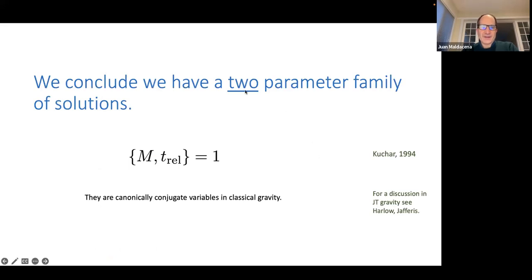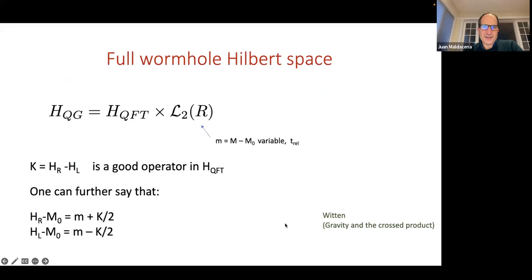So we have a two-parameter family of solutions. And furthermore, if you compute the Poisson bracket between these two parameters in the classical theory, you get that the Poisson bracket is 1. So they are canonically conjugate variables in the classical theory. And for a very explicit discussion in the case of JT gravity, this was discussed by Harlow and Jafferis.